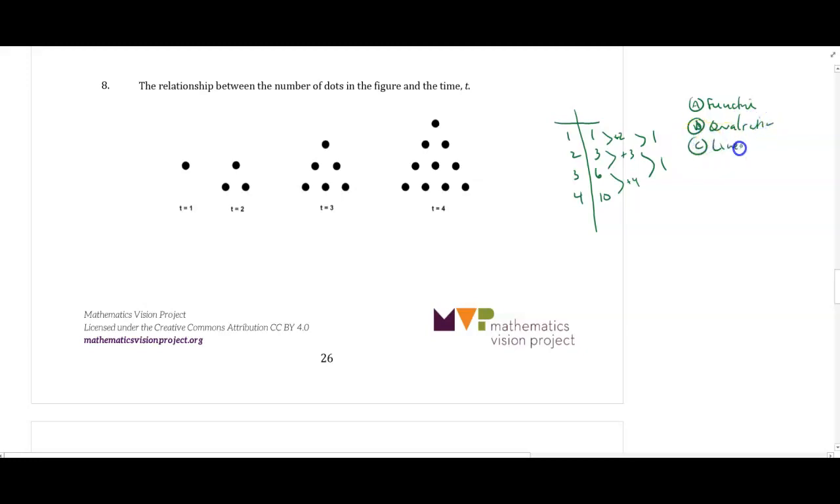C, it has a linear rate of growth, or rate of change. And D, if I just took this, the table can be a representation, or I could go ahead and plot those points and get a graph.